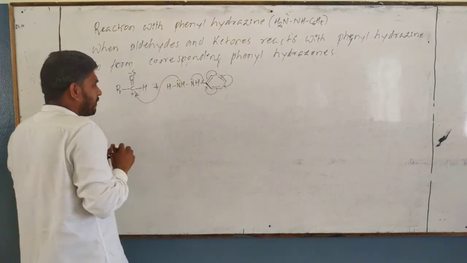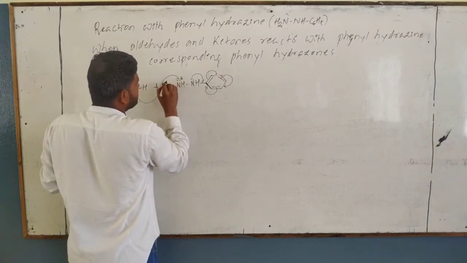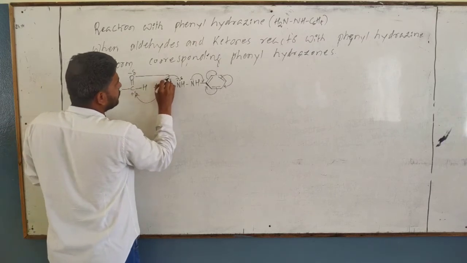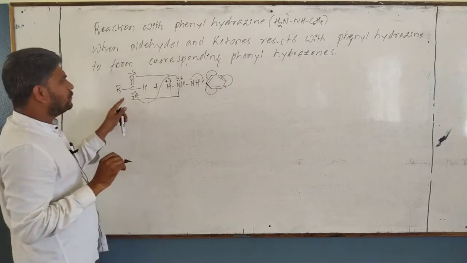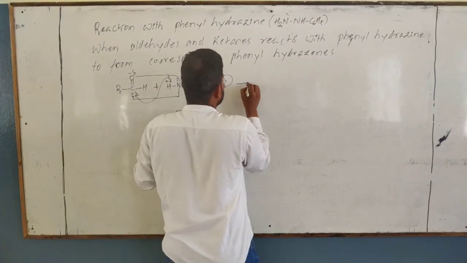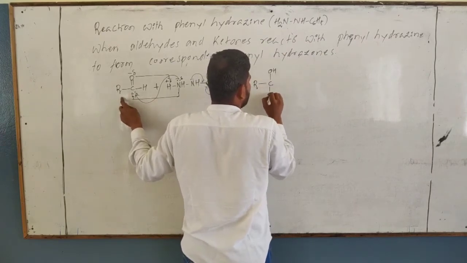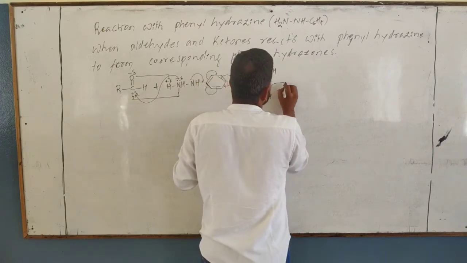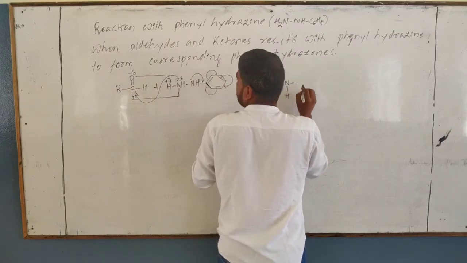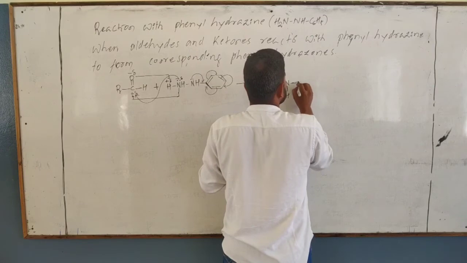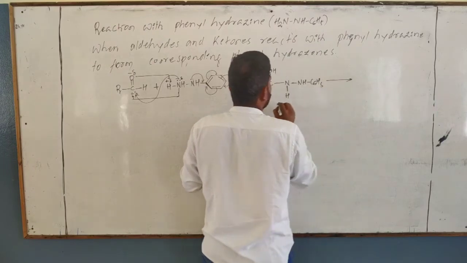Understood? Okay. You write down the product now. See, I told you this is negative, and this carries positive. Now negative takes what? Positive, and this positive takes what? Negative. Over here you write down the product. RCOH NH NHC6H5. This is the product.